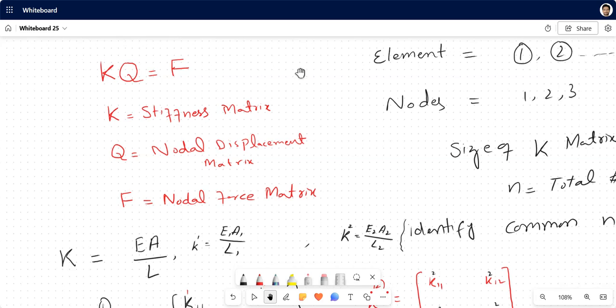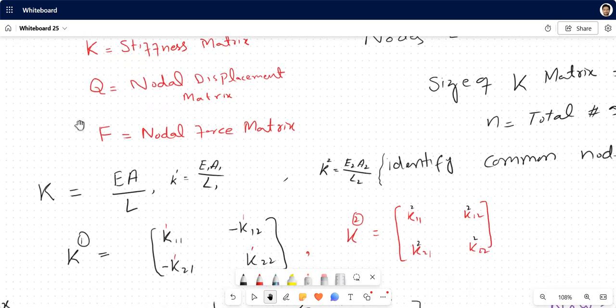The basic question strategy is simple: KQ is equal to F. K represents the stiffness matrix, Q represents the nodal displacement matrix, and F represents the nodal force matrix. First of all, we need to develop the stiffness matrix. For developing it, we need to develop the stiffness matrix for each element separately. For example, we have two elements, so one element is this one, the other one is the second element.